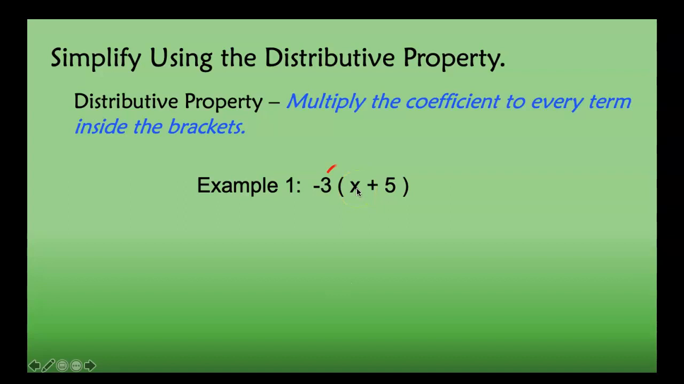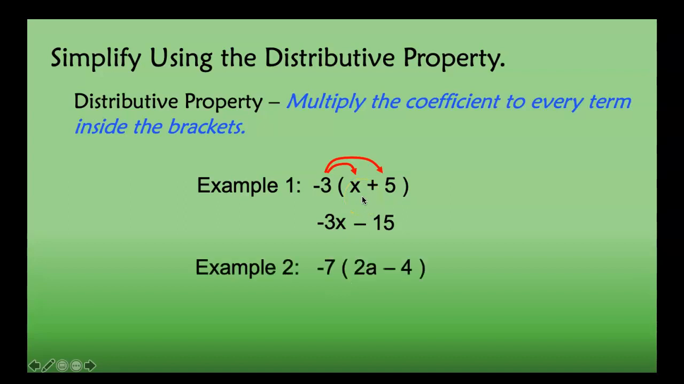So to do that, you are going to multiply negative 3 to x, which is negative 3x, and then move on to the next term. So negative 3 multiplied to positive 5. I know it's positive 5 because of the plus symbol here. And that will be minus or negative 15. And so this is how you simplify your expressions when you have brackets.